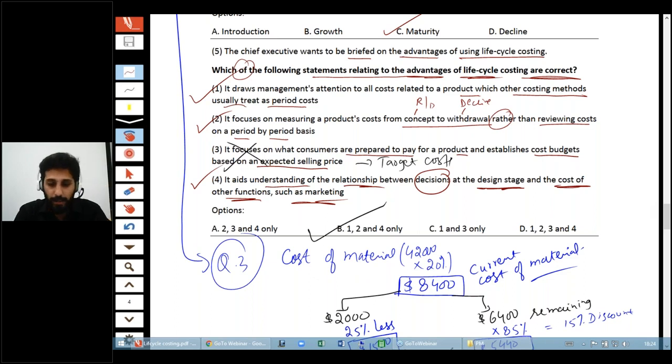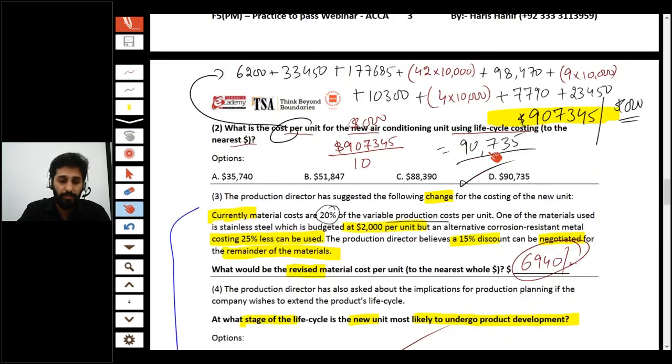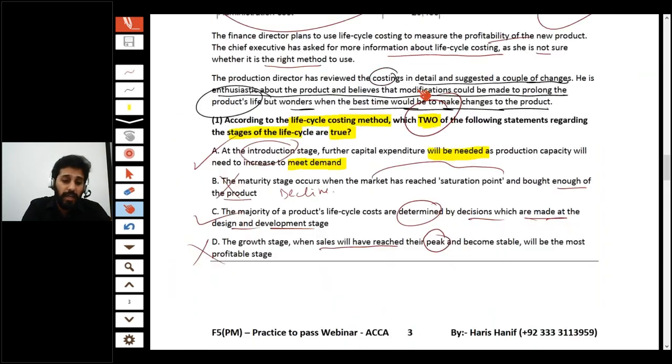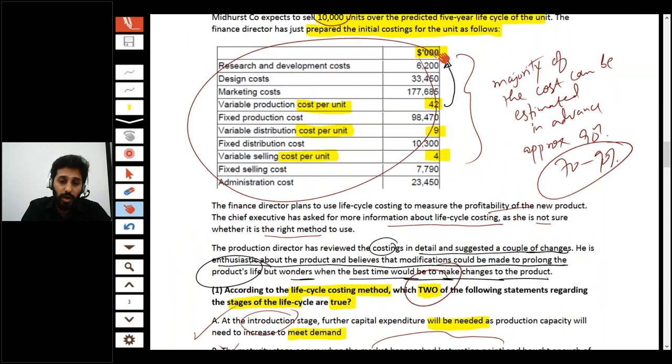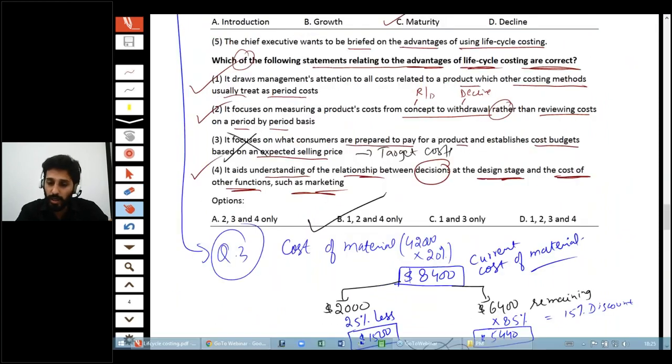Okay. Lemon, I'm addressing your question. I took 42,000 from here. It is saying that currently material costs are 20% of variable production cost. And in the above, there is the variable production cost, which is 42,000, right? Lemon, do you understand this thing? The 42,000 you were talking about?